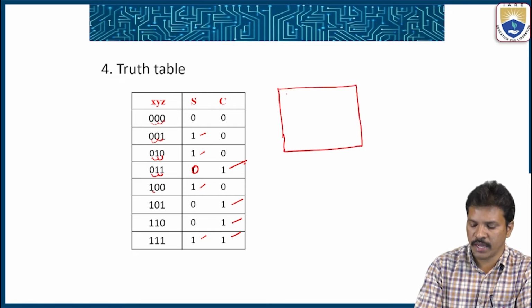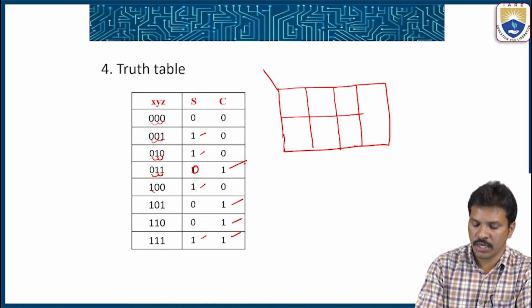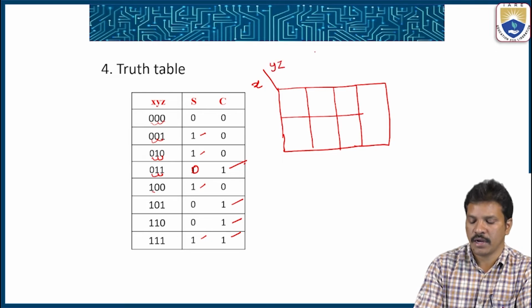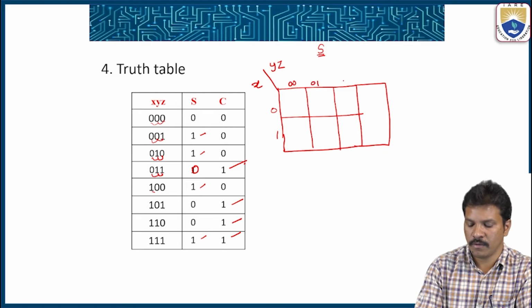If it is 3 variable, we can take the 3 variable K-map, 2 rows and 4 columns, X in the horizontal direction, Y, Z column wise. It is for the sum K-map. We know that it is row 0, 1, and columns 00, 01, 11, 10. Its numbers in the square boxes are 0, 1, 3, 2, 4, 5, 7, 6.